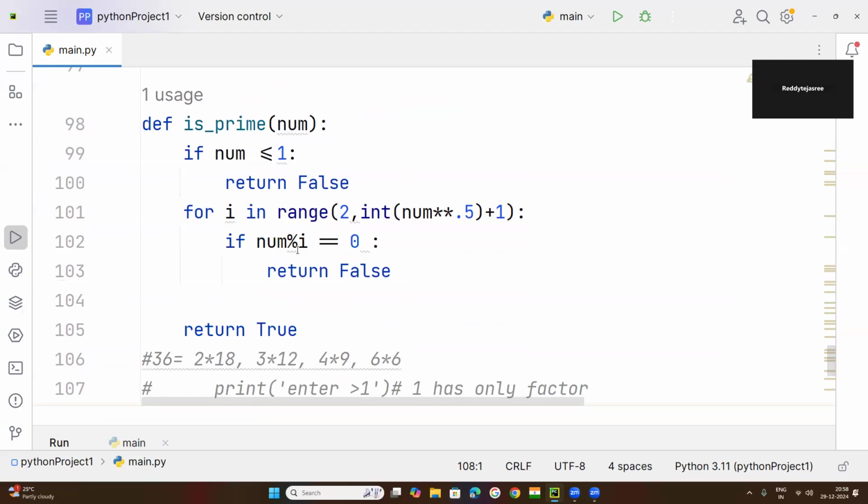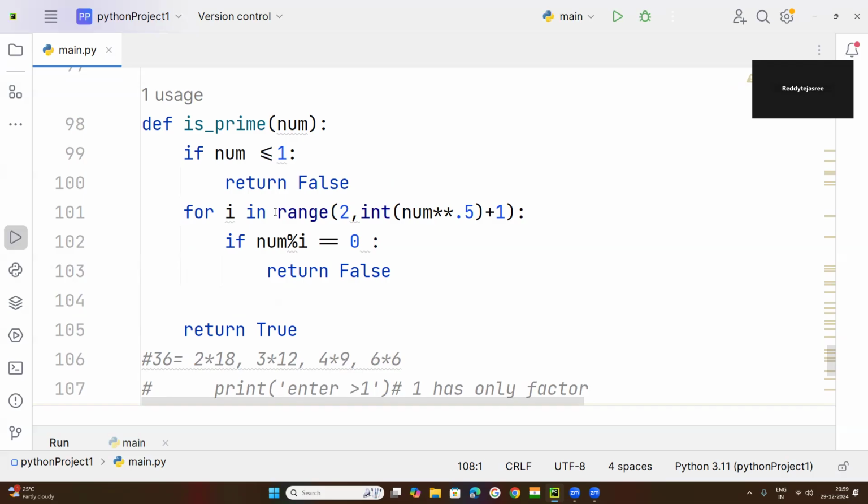So the prime number definition: a number which is divisible by 1 or itself. That is called a prime number. Suppose 6, it will be divisible by 1 and itself, 6. But it will be divisible by other factors also. So 6 is not a prime number. 2 is a prime number, 3 is a prime number because 3 will be divisible by 1 and itself, 3. So a prime number is only divisible by 1 and itself.